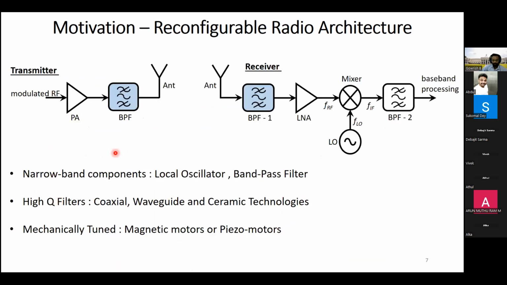So having looked at the motivation for working on tunable radios, let us now look at a typical architecture for a reconfigurable radio. The tunable radio would include on the transmitter side a power amplifier on the front end, bandpass filter, and an antenna. And on the receiver side, it would require antenna, bandpass filter, low noise amplifier, mixers, and local oscillator. And we are all aware that the power amplifier, antennas, low noise amplifier, and mixers are all wideband components.